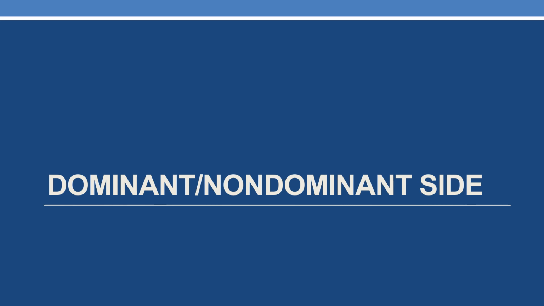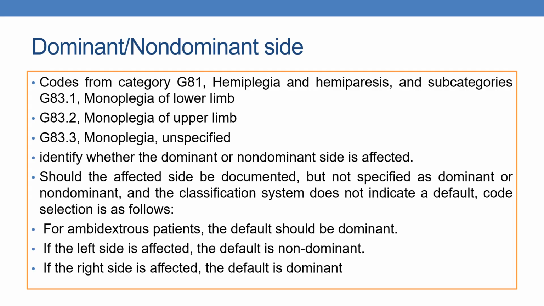Coming to dominant and non-dominant, codes from the category G81, which is hemiplegia and paraplegia, and subcategories G83.1, which describes monoplegia of lower limb, G83.2, which describes monoplegia of upper limb, and G83.3, which describes monoplegia unspecified. So these codes, which come under the categories listed here, identify whether the dominant or non-dominant side is affected.